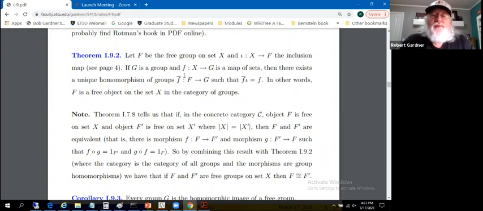If G is a group and F mapping X into G is a map of sets, then there exists a unique homomorphism of groups, F bar, mapping F into G, such that F bar composed with iota equals F. In other words, F is a free object on set X in the category of groups.